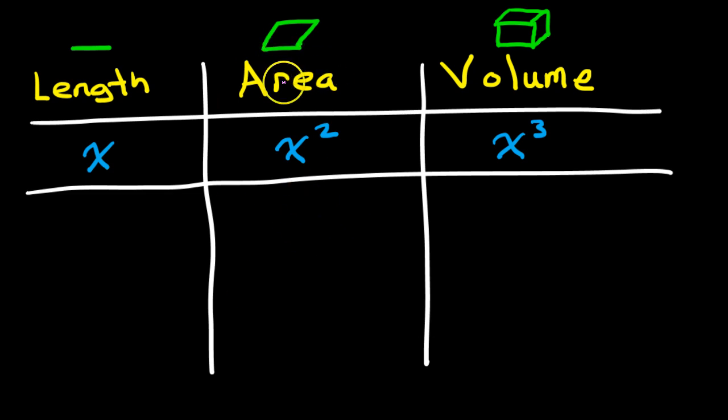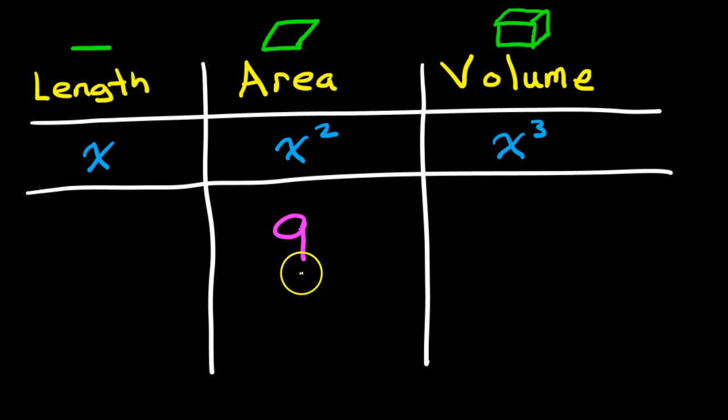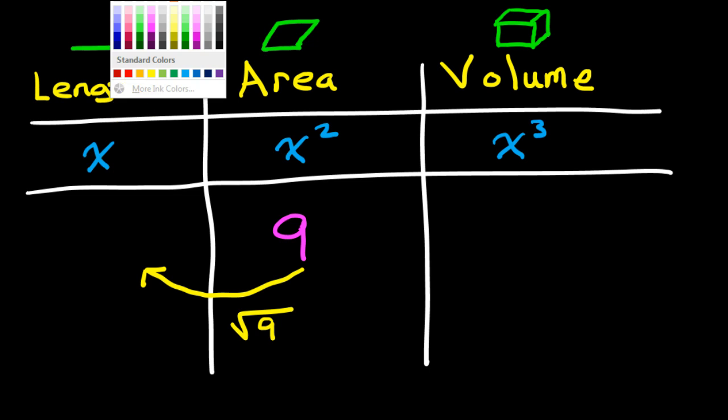If I gave you a square and I told you that the area was 9, and then I asked you for the length and the volume. Well, if the area is 9, start by telling me what the length must have been. What squared will give you 9? Technically, if you wanted to find this, you would do the square root of 9. And that's going to turn out to be 3.